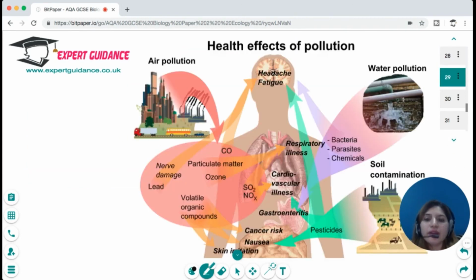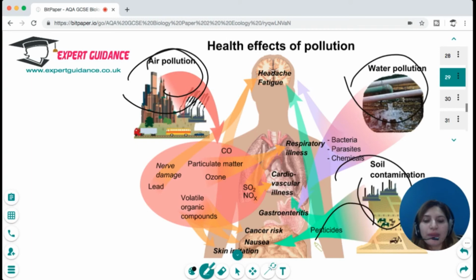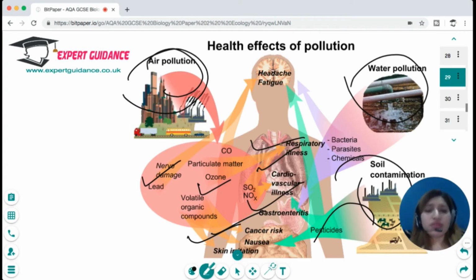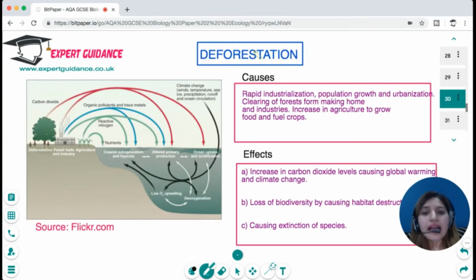Now, this is what all the pollutions are doing to the human body. Air pollution, water pollution, soil contamination with pesticides. It is causing nerve damage, ozone layer depletion, cardiovascular illness, respiratory illness, cancer risk, skin irritation, gastroenteritis, and a host of other problems. So it is very important that the effects of pollution are understood and steps are taken to mitigate the same. Now, the important contributor to everything is deforestation.